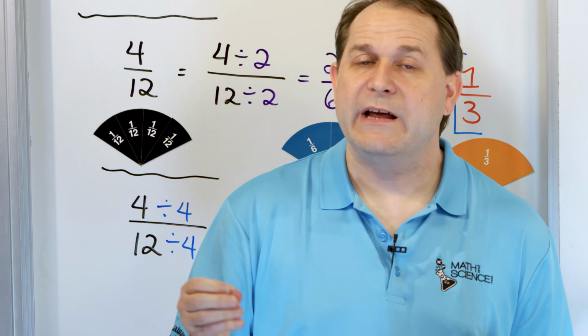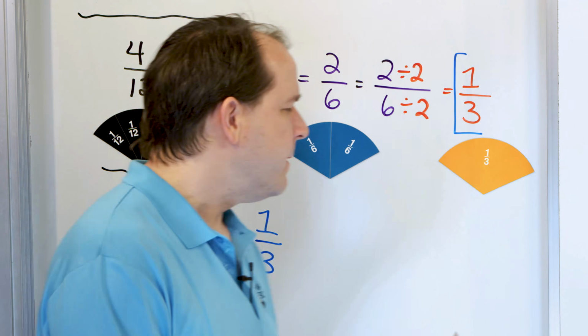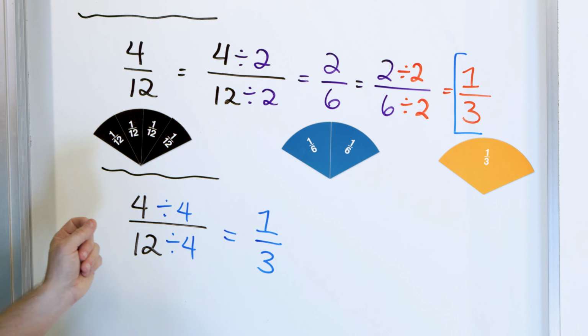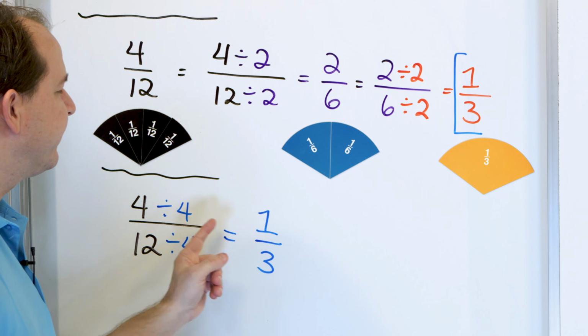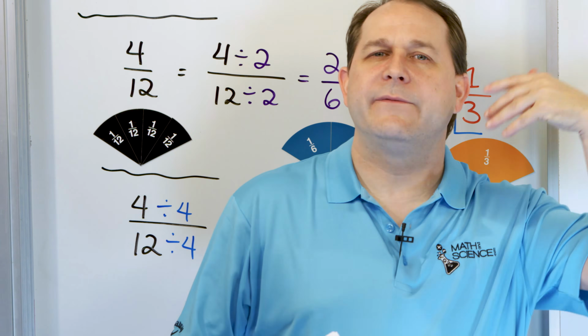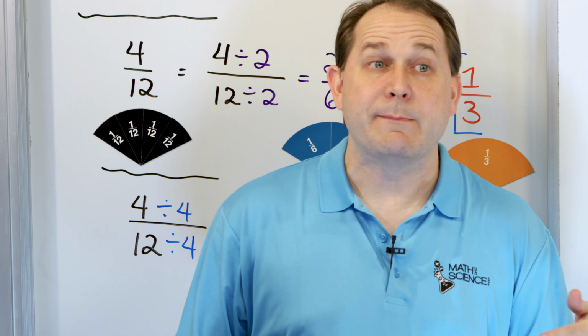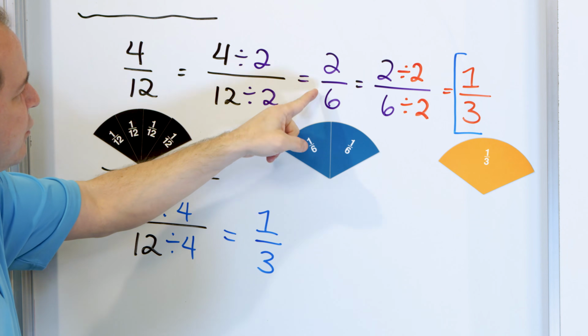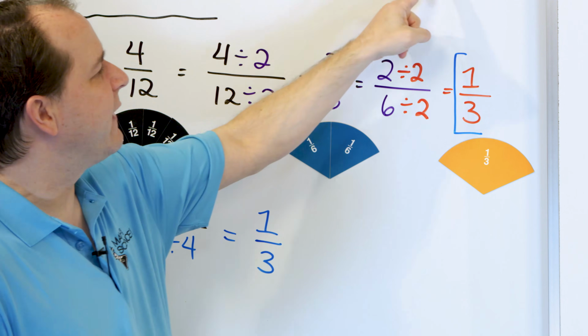What you want to do is try to divide the top and bottom by the largest thing possible that you can, because if you do that, then you can get to the simplified answer in only one step. But a lot of times, we don't often think of the best number to divide by, but we might notice that they're even numbers and we can divide by 2. And if you divide by 2, then you get to an intermediate answer and then you divide by 2 again.